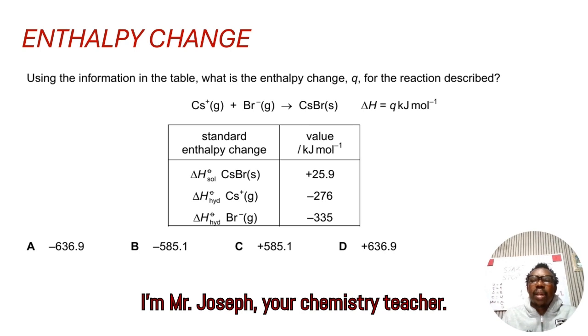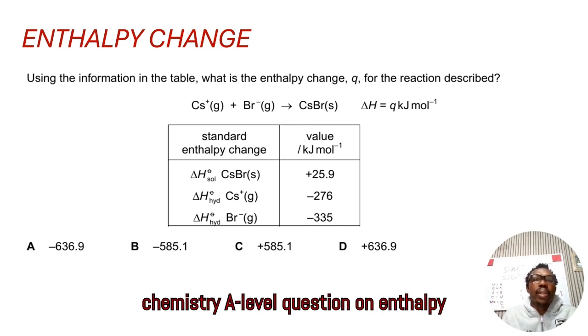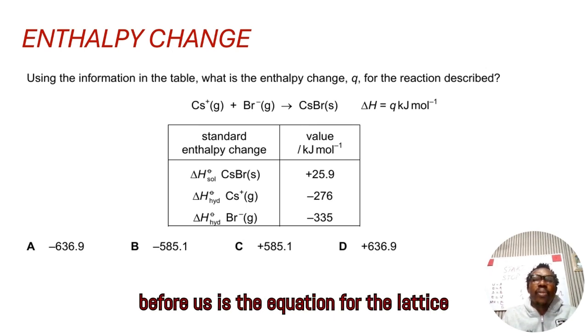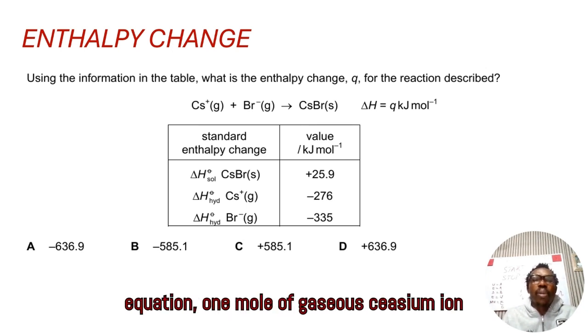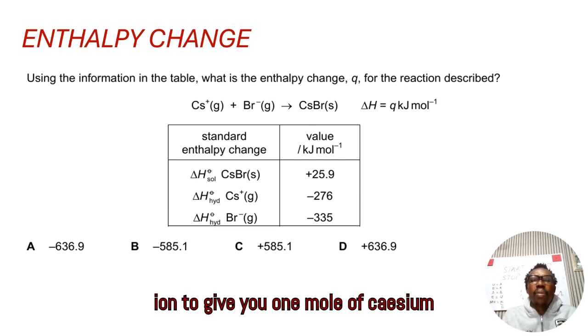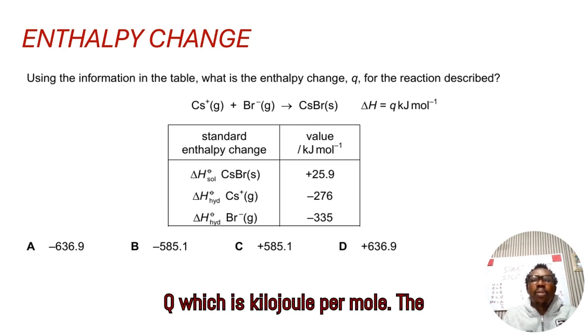I'm back with my lectures, still on enthalpy change. Before us, a typical chemistry A-level question on enthalpy change. Using the information in the table, what is the enthalpy change Q for the reaction described? The equation is the equation for the lattice energy of cesium bromide. From the equation, 1 mole of gaseous cesium ion reacts with 1 mole of gaseous bromide ion to give 1 mole of cesium bromide. You are given the enthalpy change Q, in kilojoules per mole.